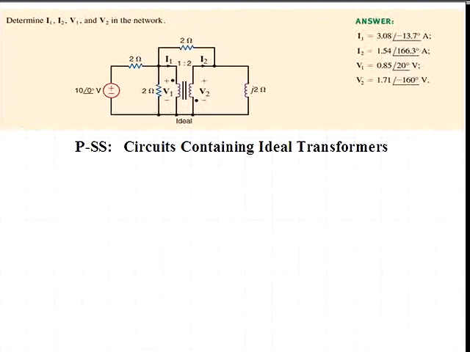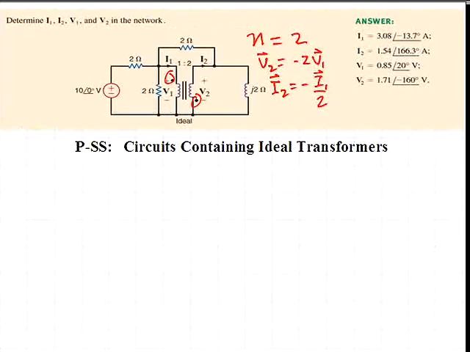For the ideal transformer, we have the relation that the turns ratio N is equal to 2. And because of the relationship of the dots on the transformer and the polarities indicated for the voltages and currents, we have that the voltage V2 is equal to minus 2V1, and the current I2 is equal to minus I1 divided by 2.